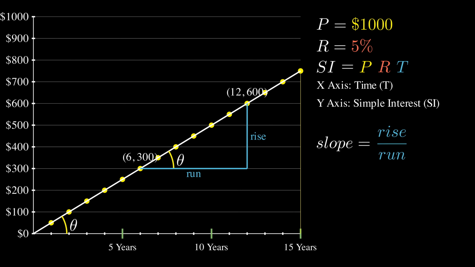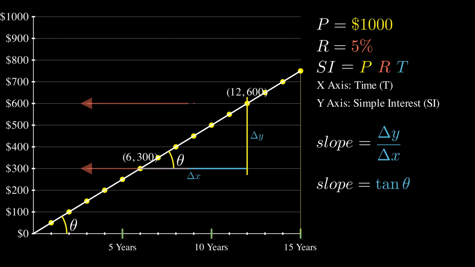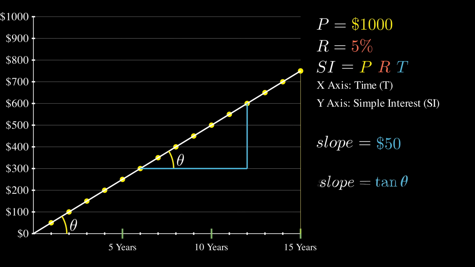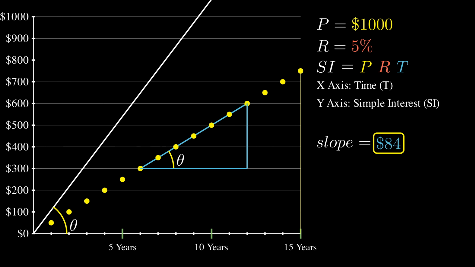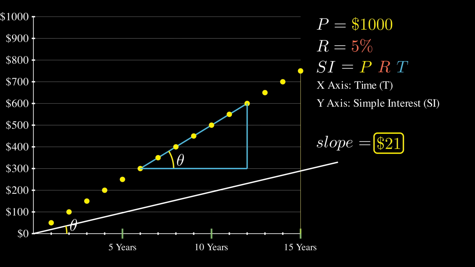Rise over run can also be expressed as the change in y over the change in x. We also know that the slope is the tangent of the angle theta. Let's calculate the slope by finding the change in y and the change in x. Substituting these values in the formula gets us 50, which is also our unit change per year. The slope represents the constant rate at which simple interest accrues over time. It is also the tangent of the angle theta, meaning that variations in theta will change the slope. As theta increases, the values for tan theta become larger, and as theta decreases, the values become smaller.